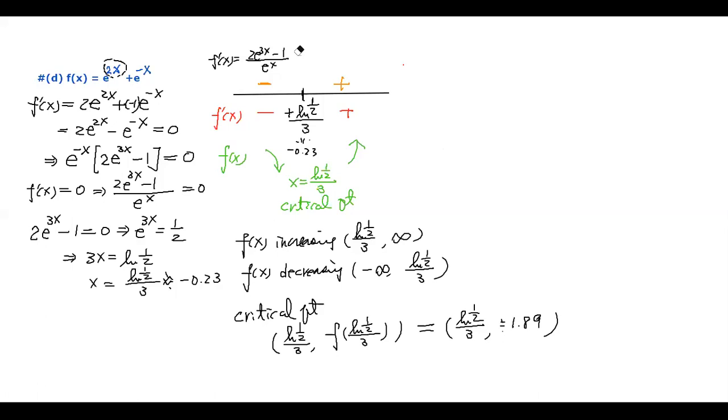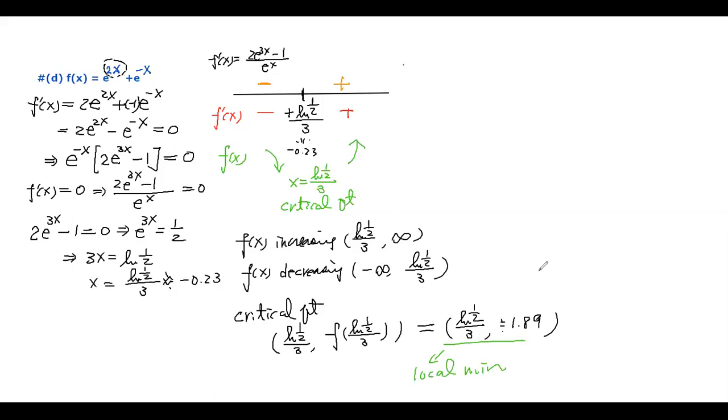So it's going down, going up, right? So what type do we have here? We have a local minimum, right? Okay, so now you know how to deal with a function if it has exponentials here.